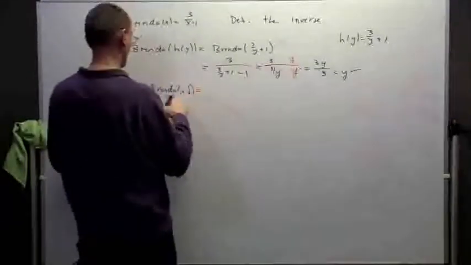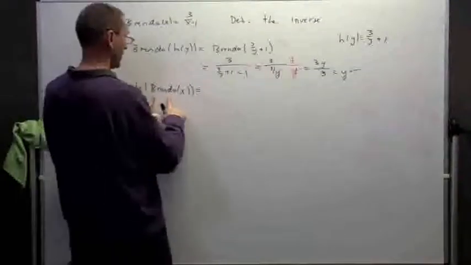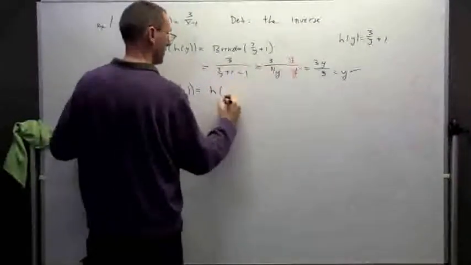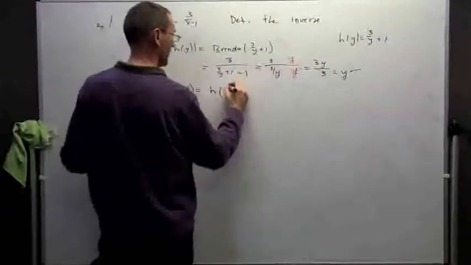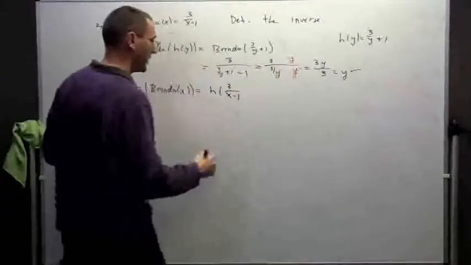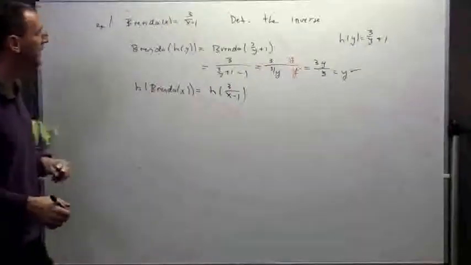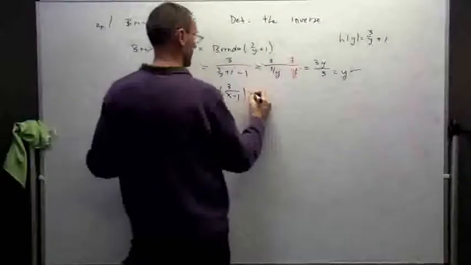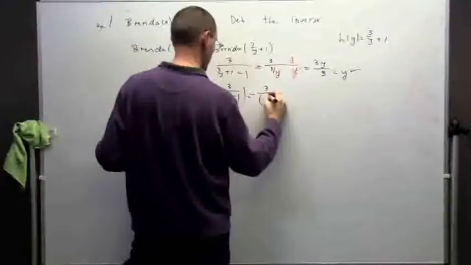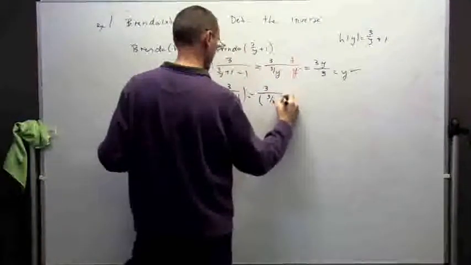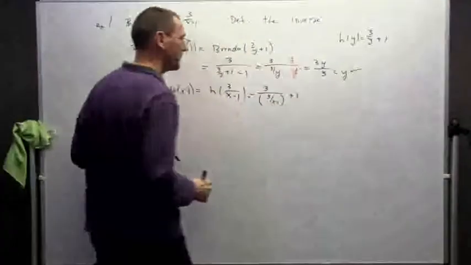What is h? I don't know what h is going to do here because I don't know what I'm going to feed it. But I do know what Brenda's going to do to this thing. Brenda says, you give me a number, I take 3 over that number minus 1. And what does h say? H says, you give me a number, in this case this whole mess, I take 3 divided by that number, and then I add 1.